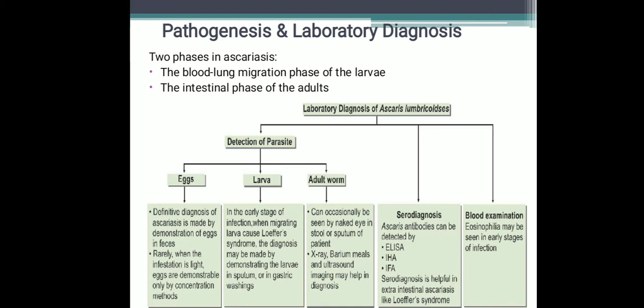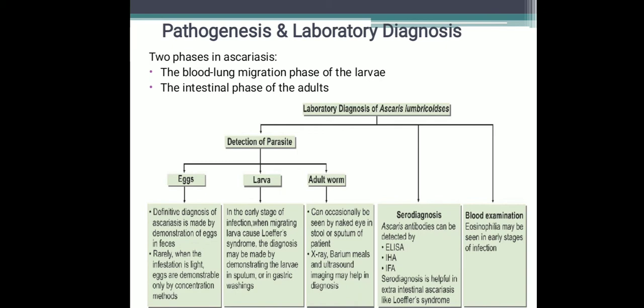Then coming to the lab diagnosis, here we have detection of parasites. We can detect the eggs, the larva, and the adult worm by different methods. In case of the eggs, you will diagnose the parasite in the feces. Definitive diagnosis of ascariasis is made by demonstration of eggs in feces. Rarely, when the infestation is light, eggs are demonstrable only by concentration methods. That is for the egg.